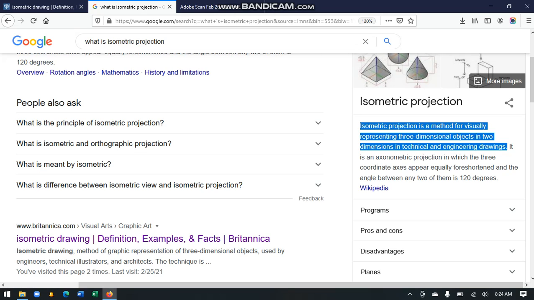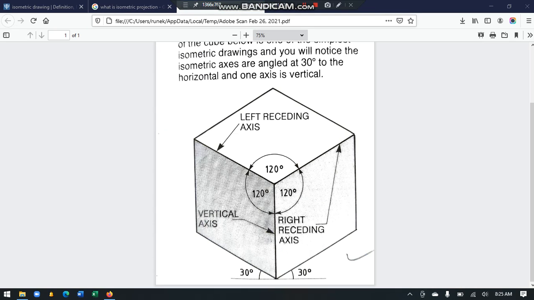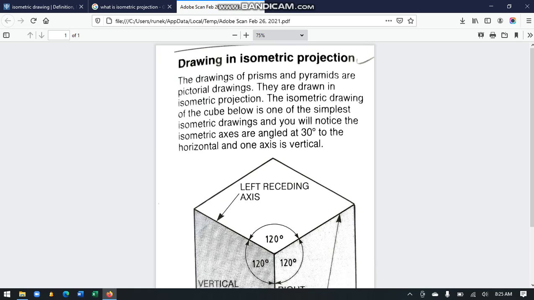So now for this topic here, isometric projection, we're going to be doing three-dimensional drawing, or we're going to be constructing three-dimensional shapes or objects. If you take a look at what I have here on my screen, drawing in isometric projection. The drawings of prisms and pyramids are pictorial drawings.